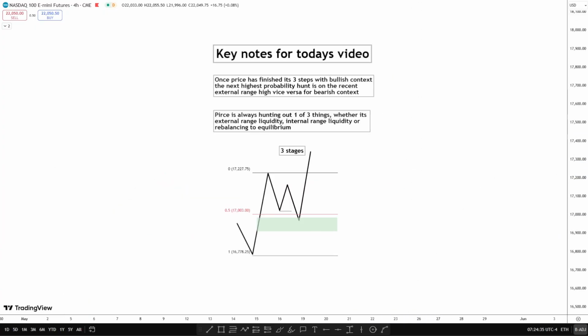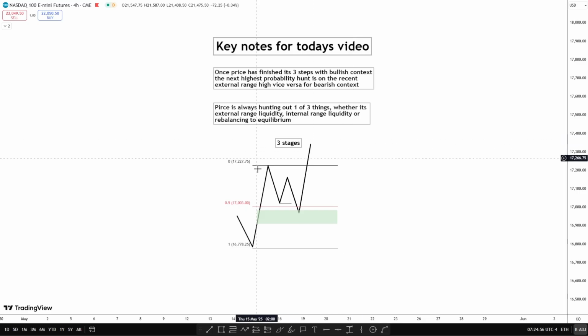So these are the keynotes for today's video. Once price has finished the 3 steps with bullish context, the next highest probability hunt is on the recent external high, external range high, vice versa for bearish context. Price will always be hunting one of 3 things, whether it is external range liquidity, internal range, or rebalancing to equilibrium. This is what the 3 stages look like all together.